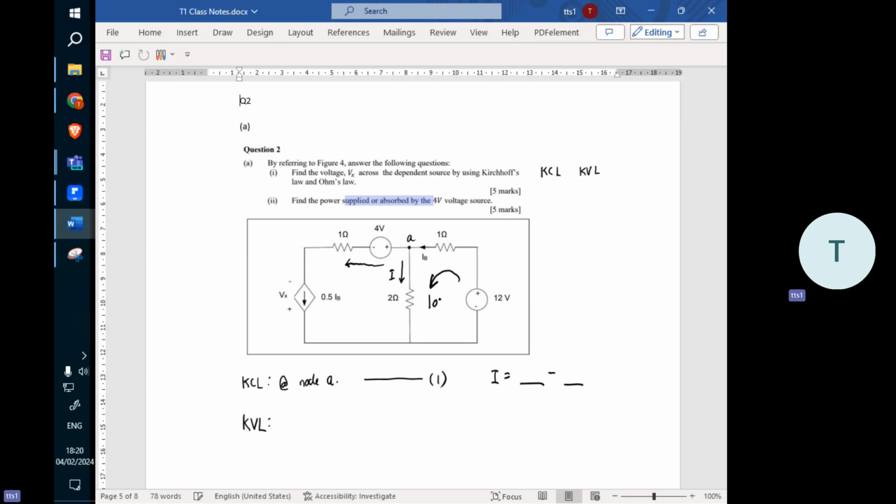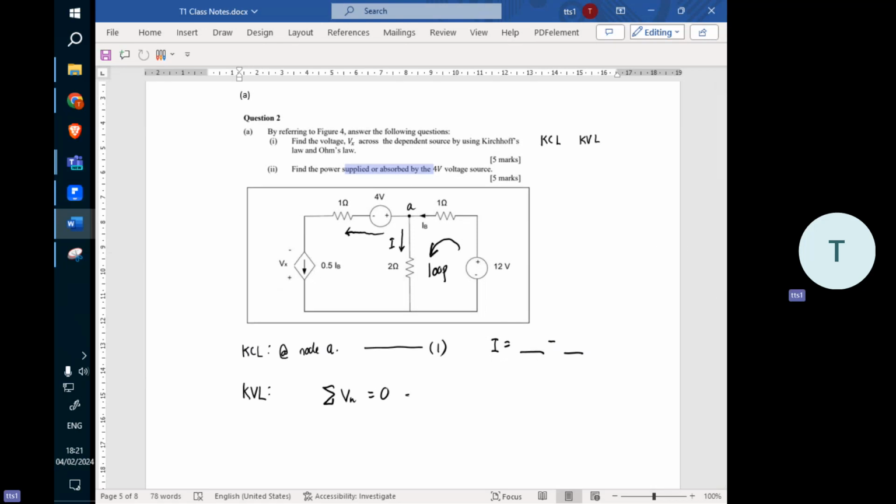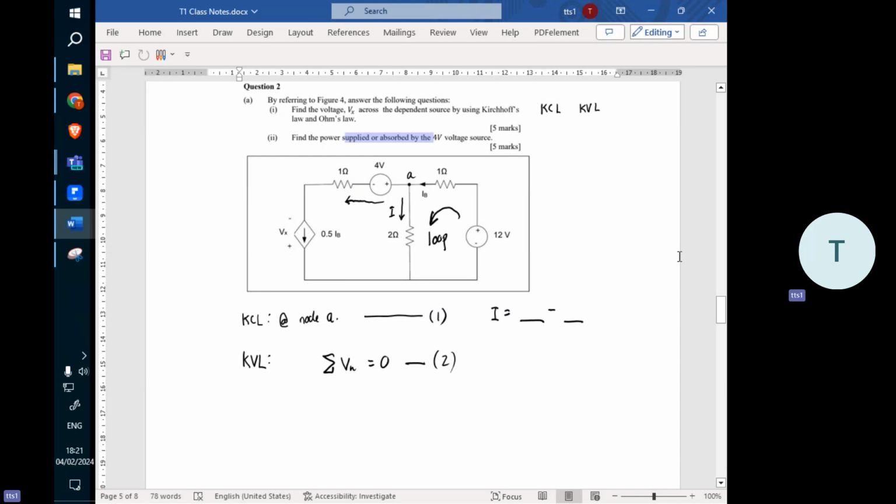The root 1 using the KVL. So you sum all the voltages here. You sum all the voltages, equal to 0, along this loop, 1, 2, 3. So this is going to be your second equation.